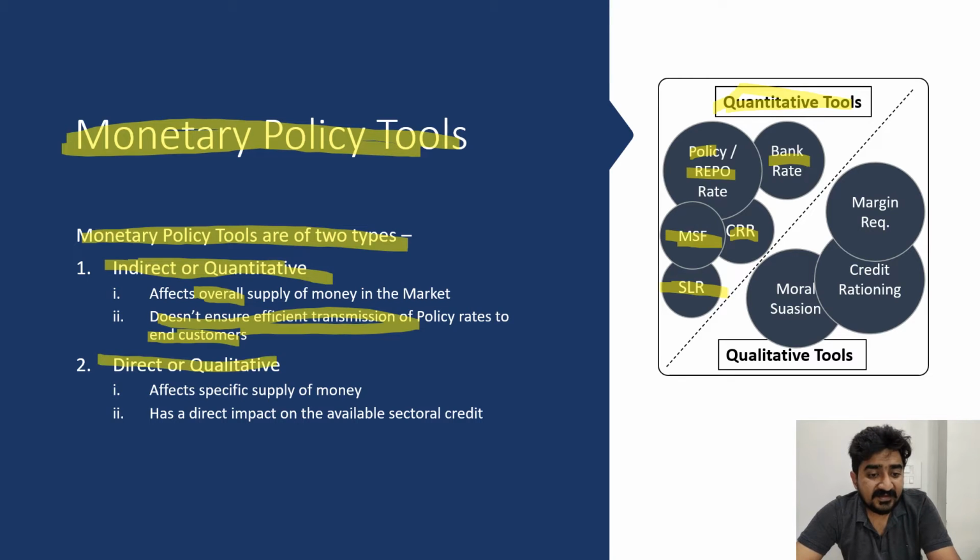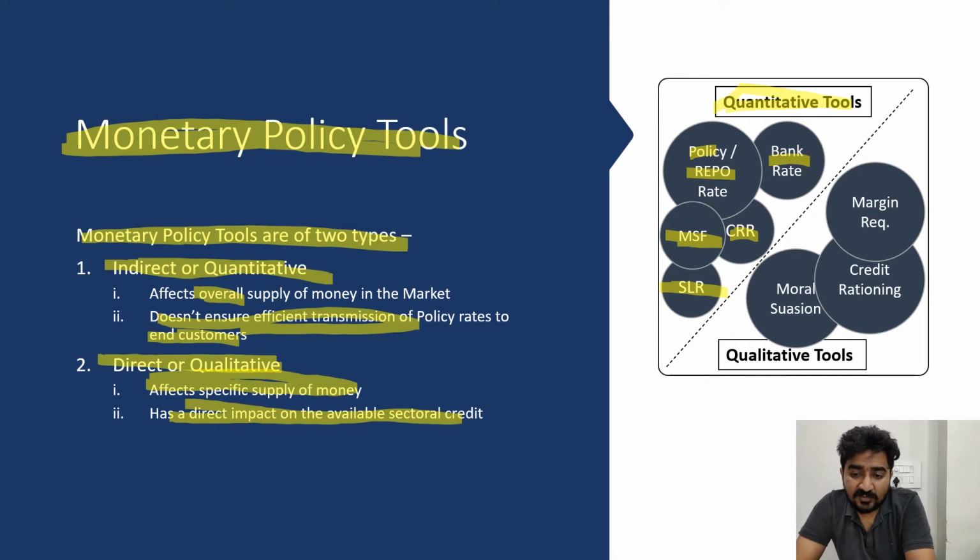Then we have direct or qualitative policy tools. Such qualitative policy tools affect specific supply of money in the market. Since they have specific control, they have a direct impact on available sectoral credit. Qualitative policy tools include moral suasion by the central bank, margin requirements for loans, credit rationing for different sectors, etc.